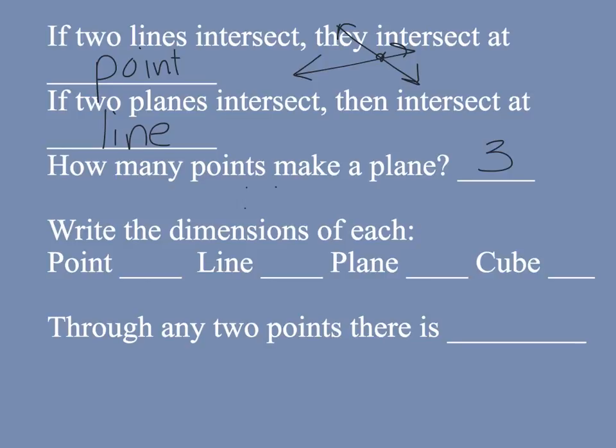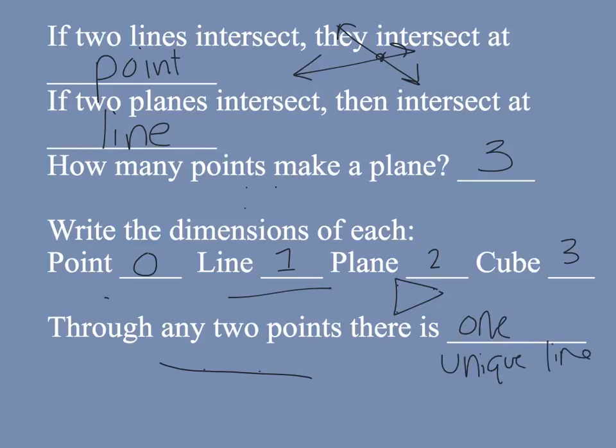Write the dimensions of each. A point has 0 dimension. A line has 1 dimension. A plane has 2 dimensions. And a cube is 3 dimensions, or another 3D shape. That's why we call it 3D. It's 3 dimensions. Through any 2 points, there is 1 unique line. In other words, lines can't be curved. Okay, they need to be straight.